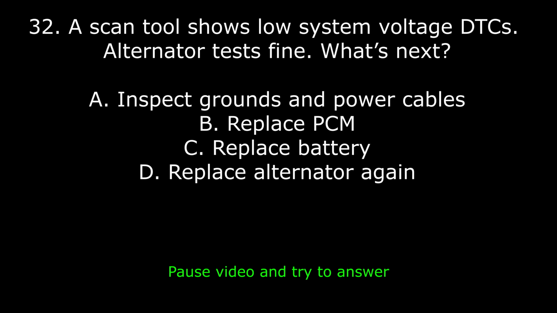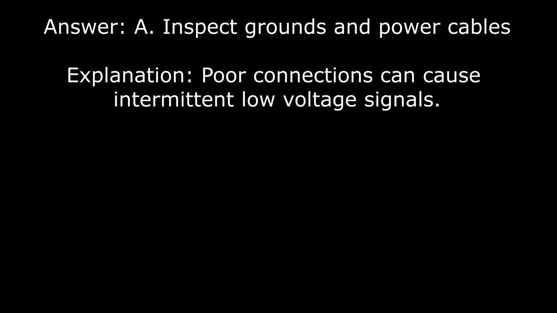32. A scan tool shows low system voltage DTCs. Alternator tests fine. What's next? A, inspect grounds and power cables. B, replace PCM. C, replace battery. D, replace alternator again. Answer A, inspect grounds and power cables. Explanation: poor connections can cause intermittent low voltage signals.